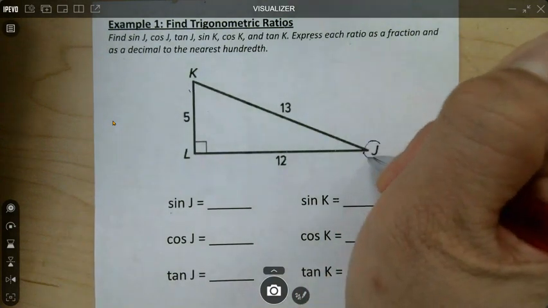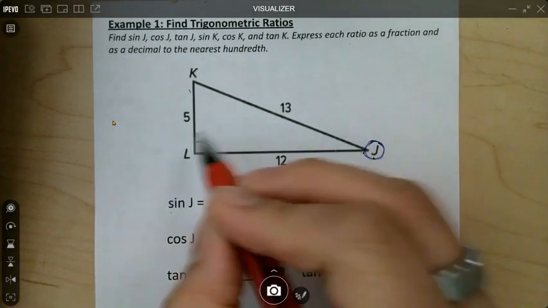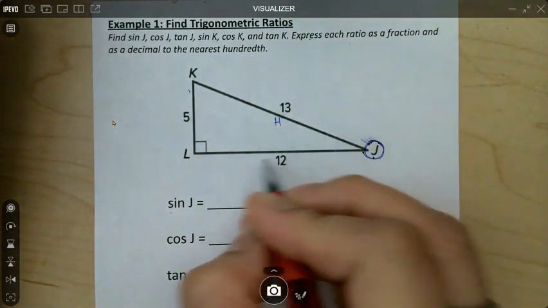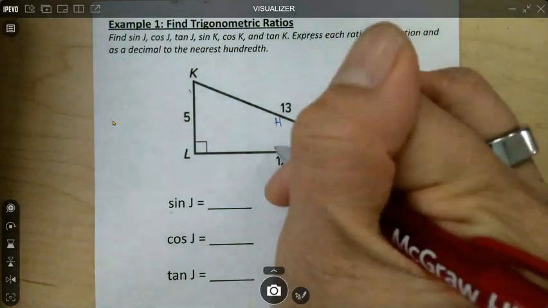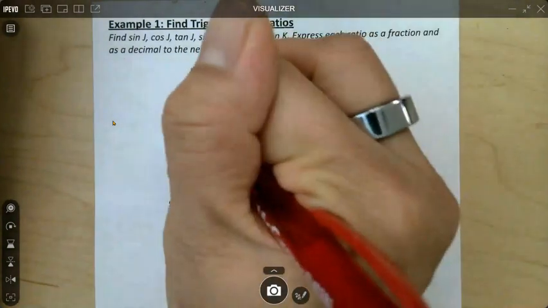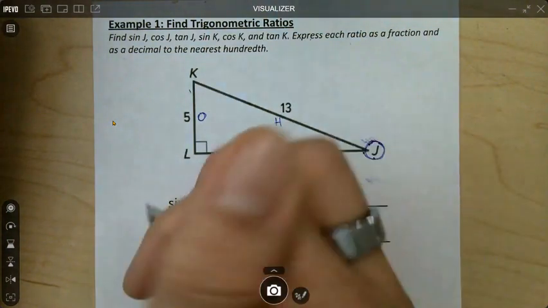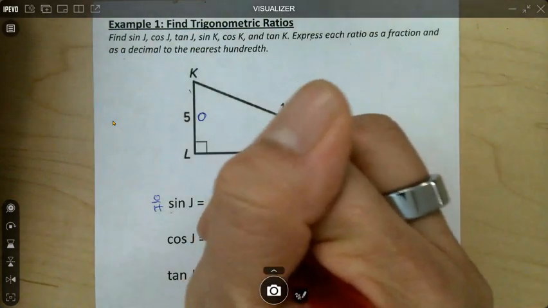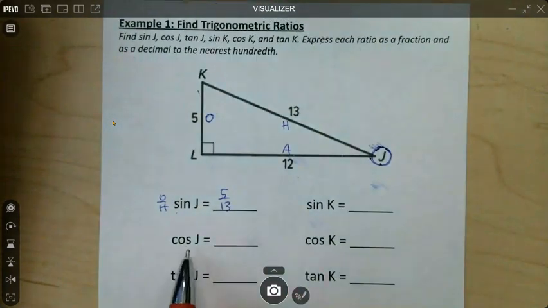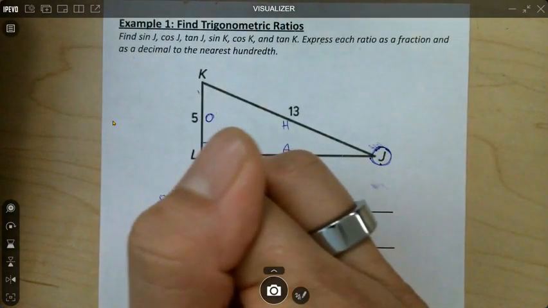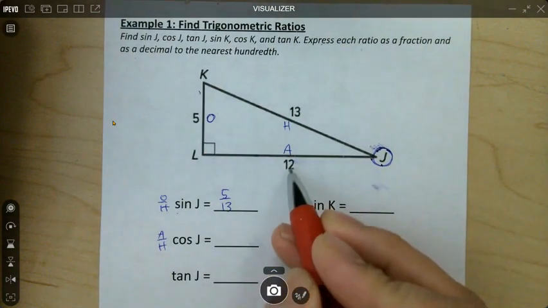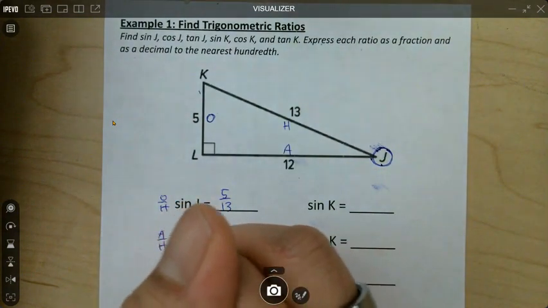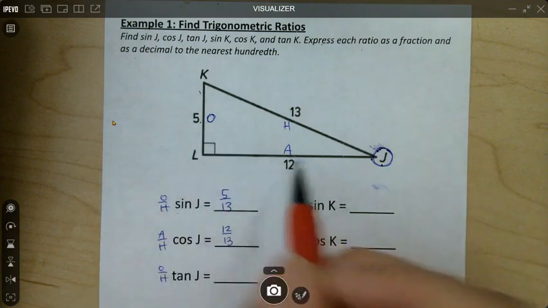Using angle J as our reference angle, I'm going to label my sides. 13 I know is my hypotenuse. 12 is the side closest to the angle, so that's my adjacent side, which makes 5 my opposite side. Sine is opposite over hypotenuse, so that's going to be 5 over 13, and I'll get the decimals after. Cosine is adjacent over hypotenuse, so it's going to be 12 over 13. And lastly, tangent is opposite over adjacent, so it's going to be 5 over 12.